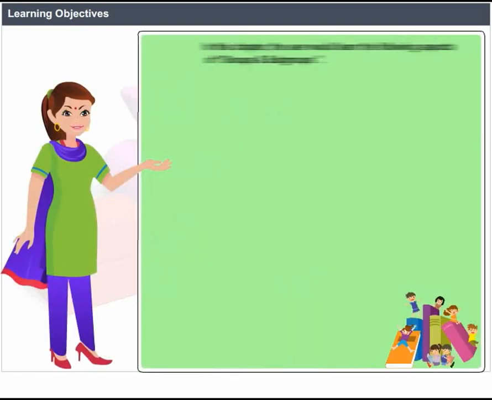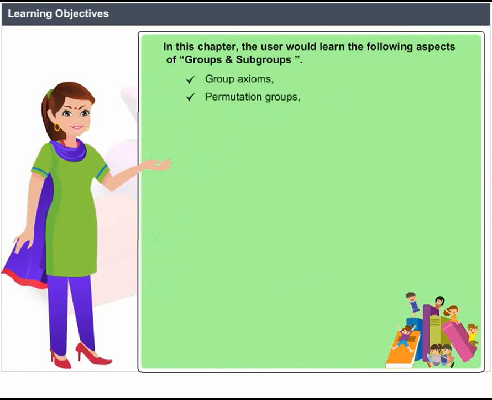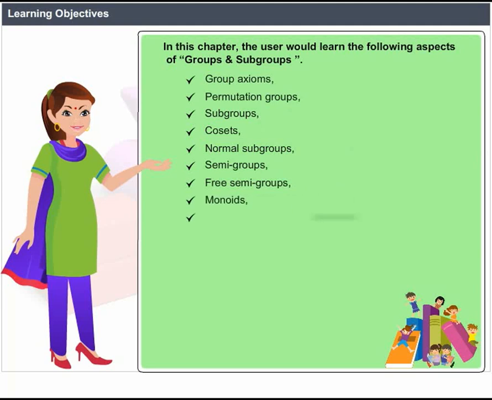Learning objectives. In this chapter, the user would learn the following aspects of groups and subgroups: group axioms, permutation groups, subgroups, cosets, normal subgroups, semigroups, free semigroups, monoids, sequential machines, error correcting codes, modular arithmetic, grammars.